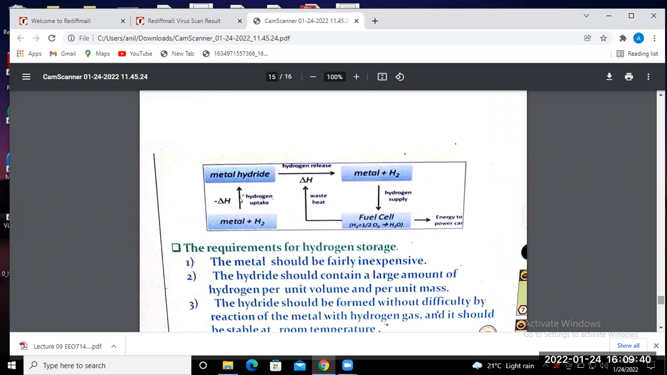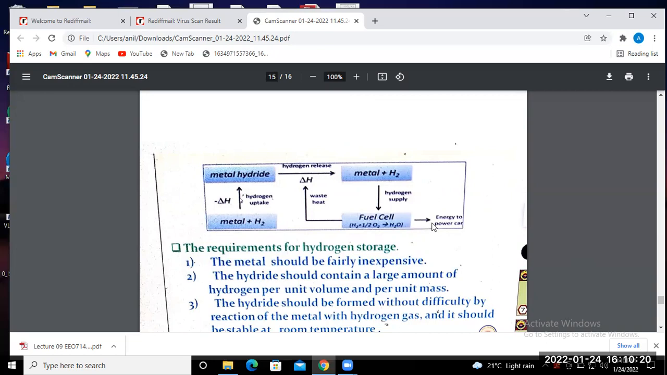These are the requirements for hydrogen storage. The metal should be fairly inexpensive, and the hydride should contain a large amount of hydrogen per unit volume and per unit mass. The hydride should be formed without difficulty by reaction of the metal with hydrogen gas, and it should be stable at room temperature.